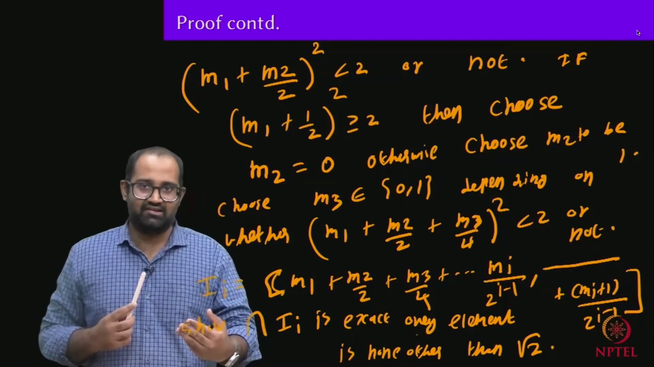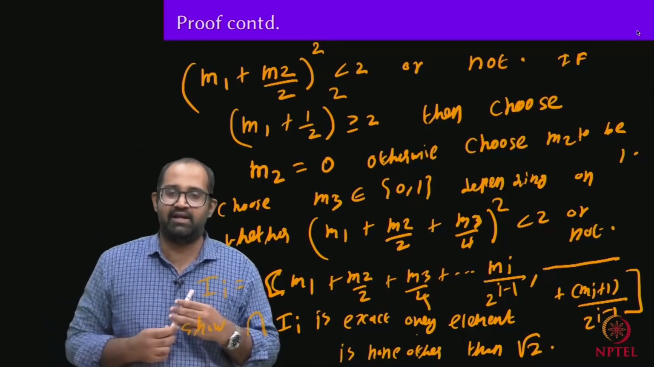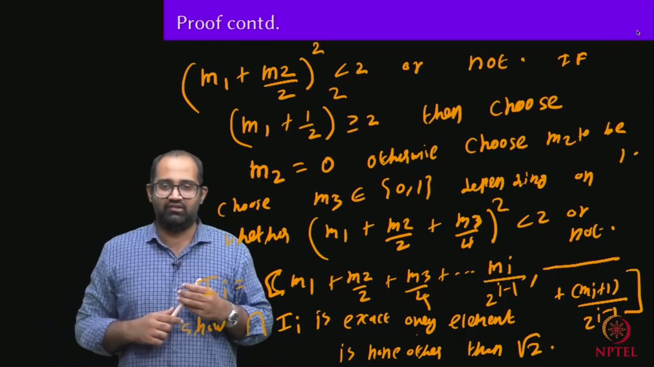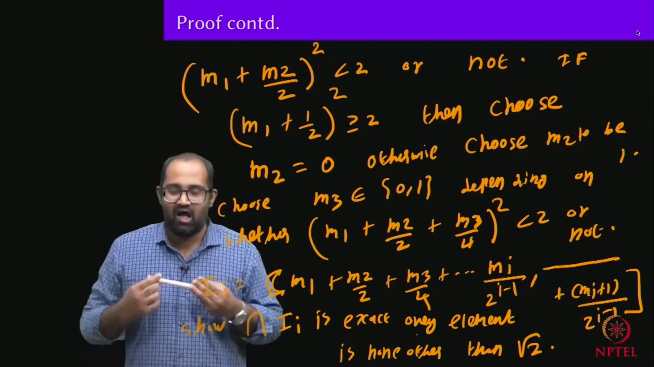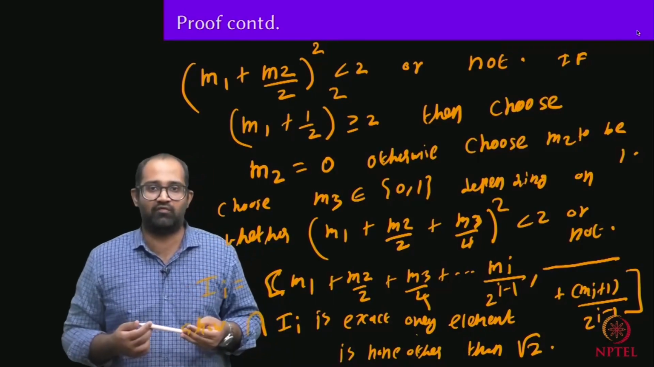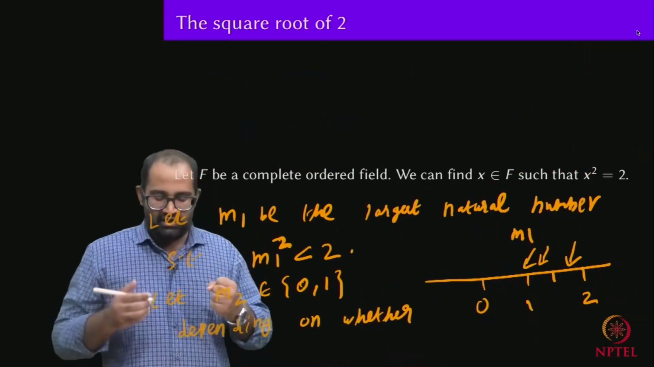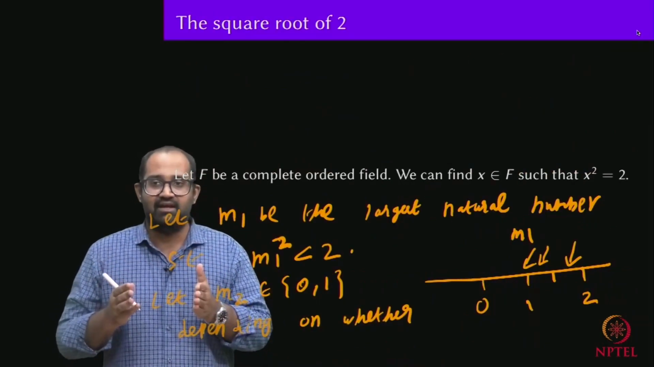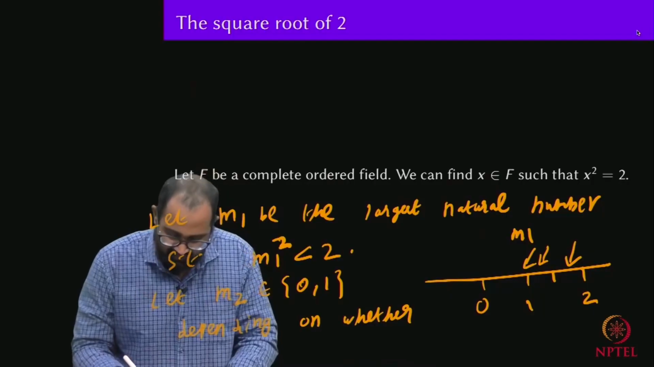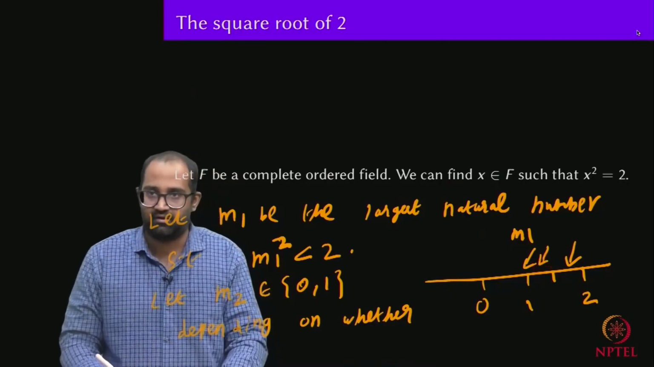I rather like this proof, even though writing down the gory details is a bit tedious, because it illustrates how you actually get the square root of 2. There is nothing deep happening here. All I am doing is finding out successively in which half of the interval the square root of 2 lies. Okay.